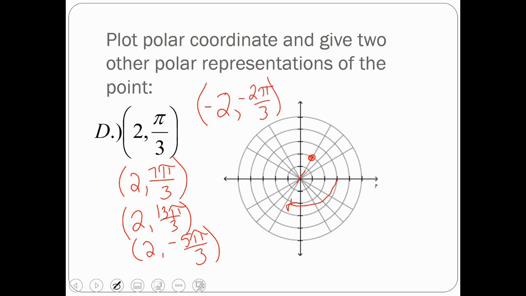I know it says give two others, but I like to overachieve. And then we have -2. We could also go this way to get to that same angle and then do -2. So what would that be? That would be 4 pi over 3. So there's a lot of different ways to write the same point.